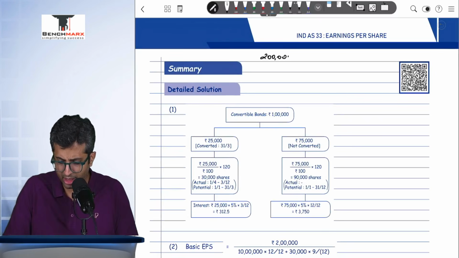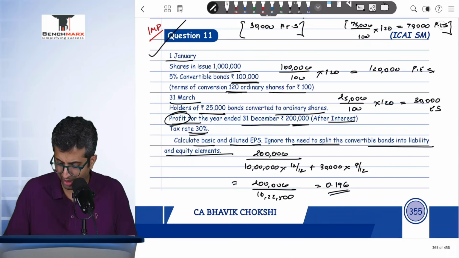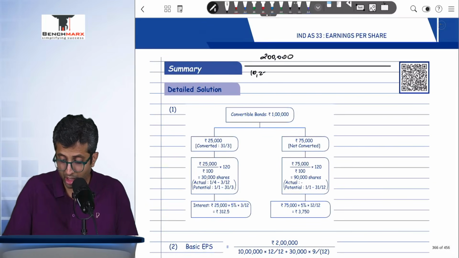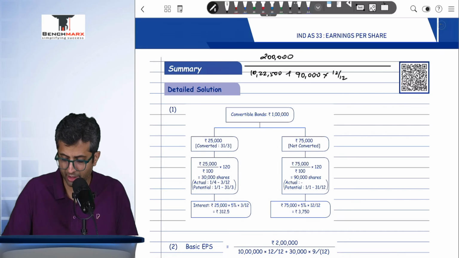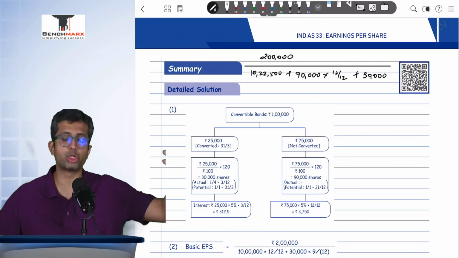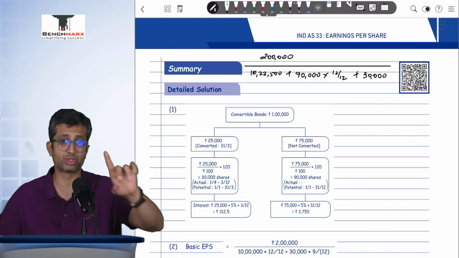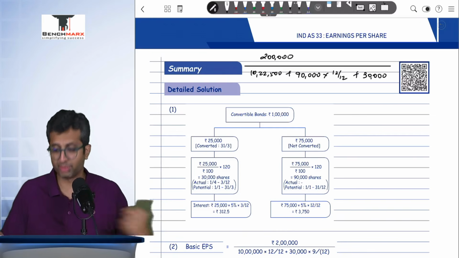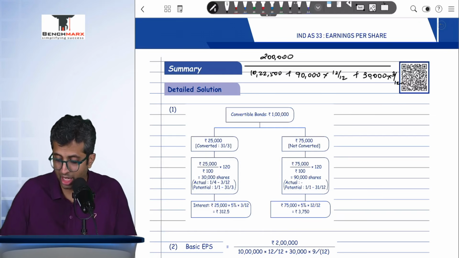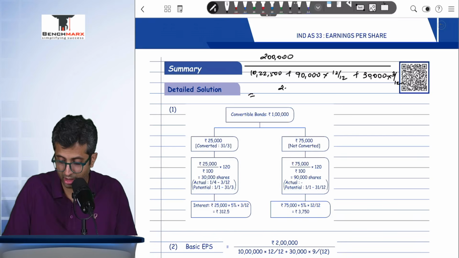In the denominator, you will start where basic ends. Basic ends at, I think, 10 lakh 22,500. Other than that, I will say plus 90,000 into 12 by 12. Plus 30,000. Sir, 30,000 has already been included in 22,500 for the last 9 months when they became actual. However, for the first 3 months, they were actually potential, and hence into 3 by 12. Sir, they later got converted, it does not really matter. And hence, if they were potential for a part of the year, you will have to take it.